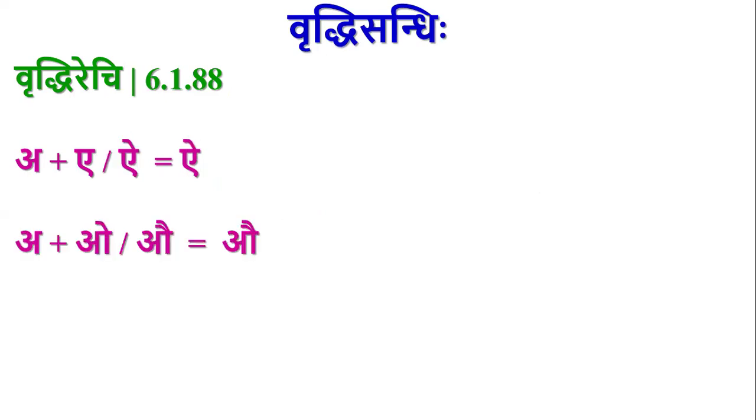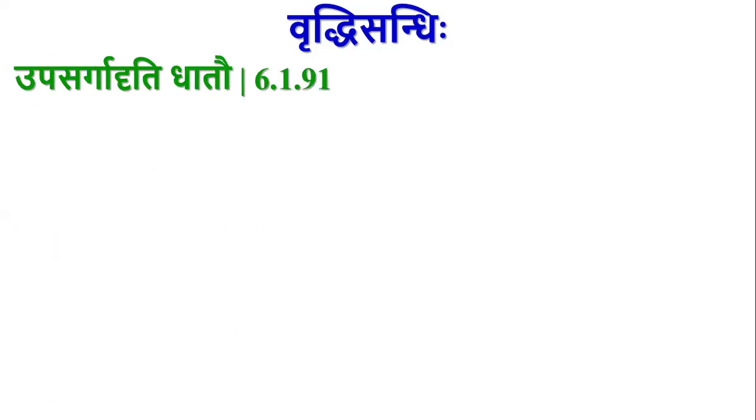So we saw in yesterday's class the sutra Ruddhirechi, by which if akara is followed by e or ai, then both combine to form ai, a Ruddhi letter. If akara is followed by o or au, both combine to form au. The next sutra is Upasargat ruti dhatau. This is the 91st sutra. The previous sutra was 88th, Ruddhirechi 88. This is 91. So 89 and 90, those sutras we will see in tomorrow's class.